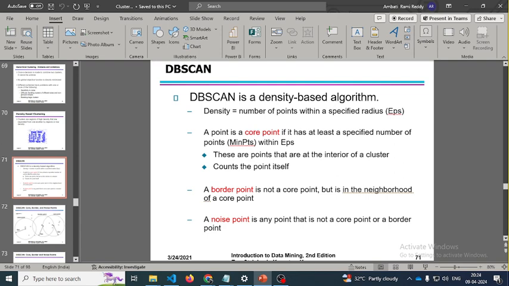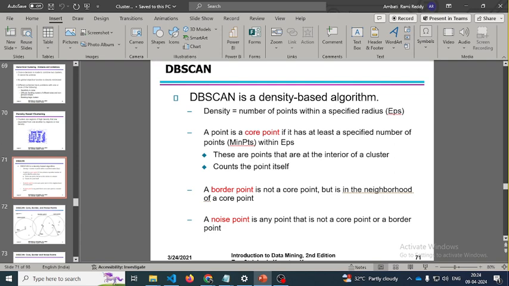Suppose you have a point, that is called a core point, if it has at least the specified number of points, that is min points, within EPS. So you have some terminology. One is min points. Another one is EPS, sometimes you may call it radius, the specified radius. These are the points at the interior of a cluster. You need to count the point itself.